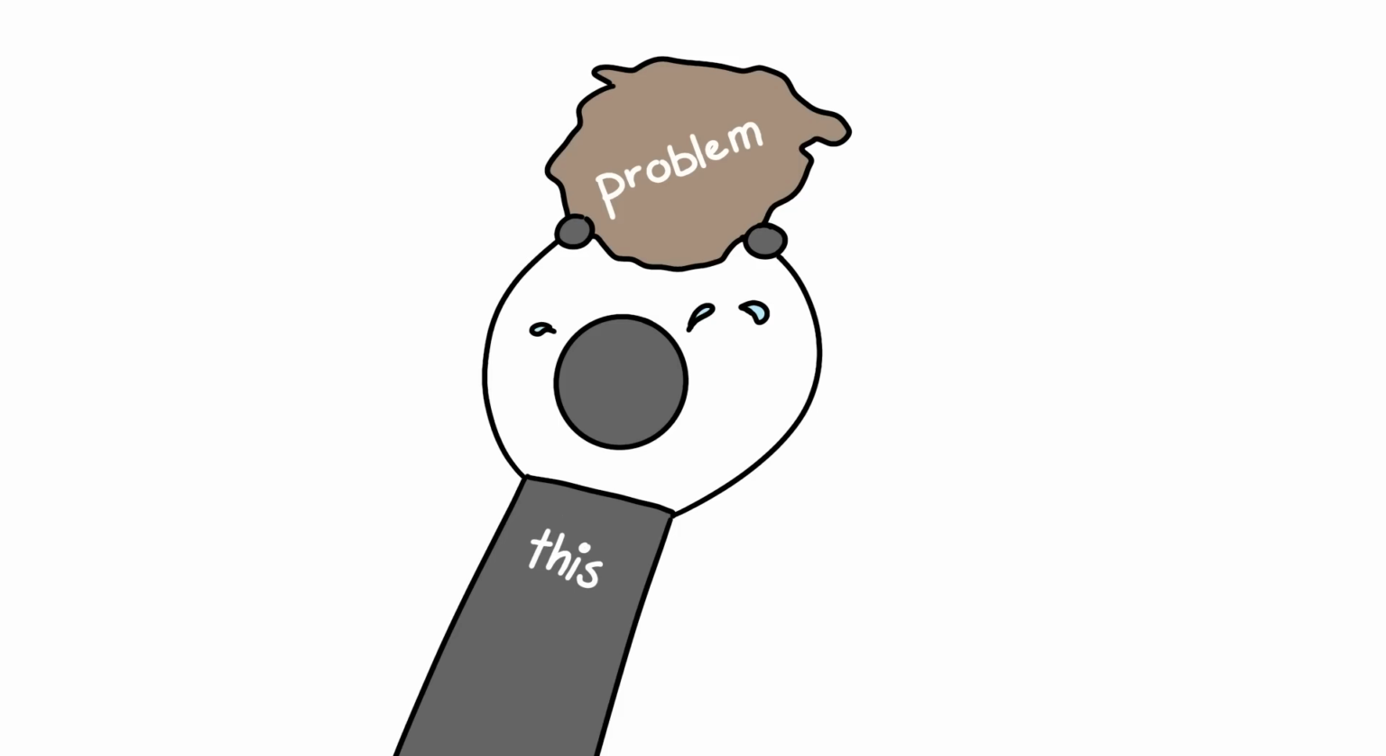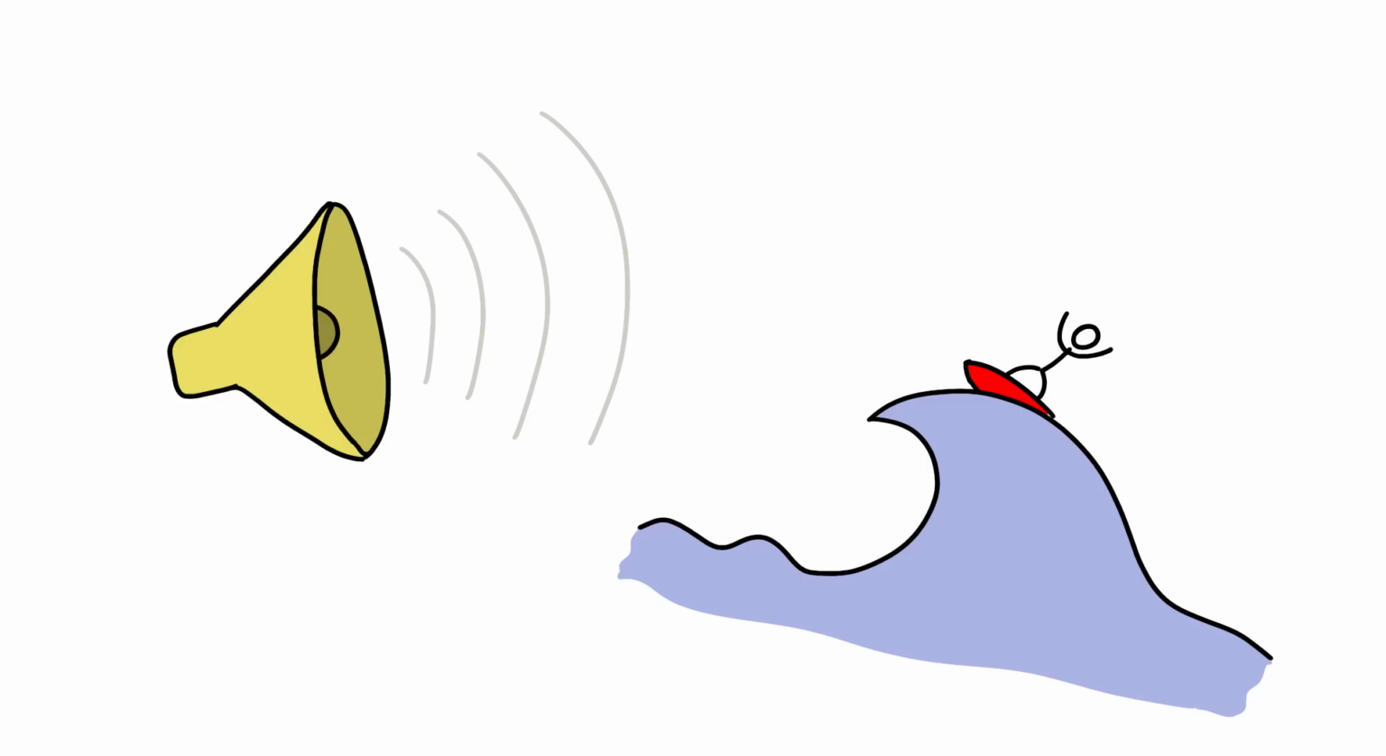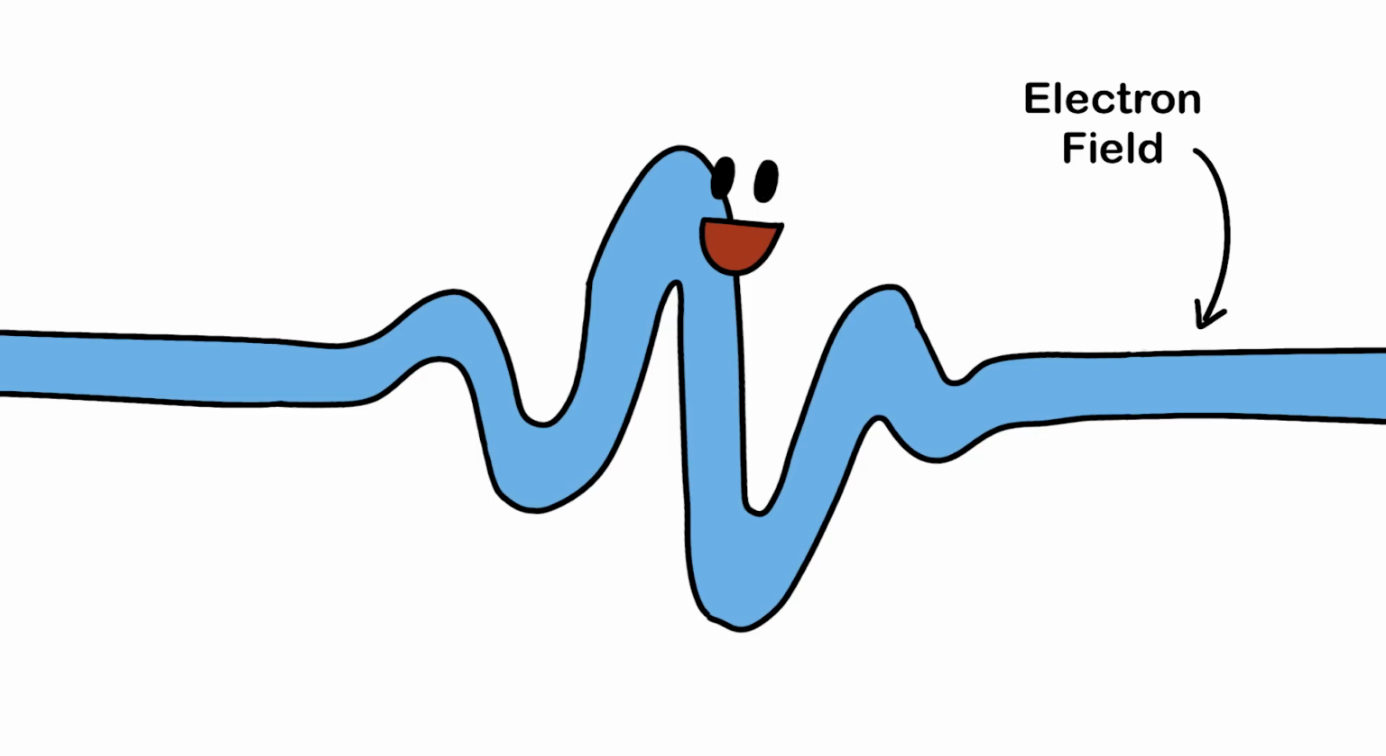This raises, however, a new problem. If electrons are waves, what are they the waves of? What exactly is waving? Sound waves are waves of density in air. Water waves are, well, waves in water. In a similar manner, electrons are waves in what is called a field.